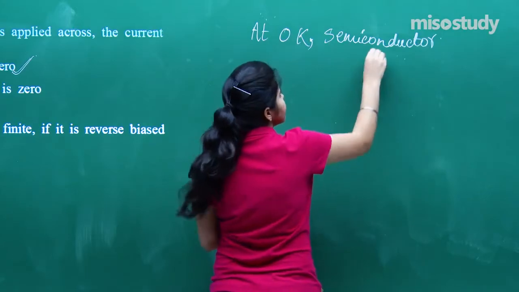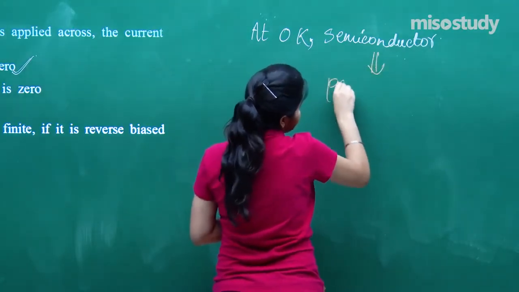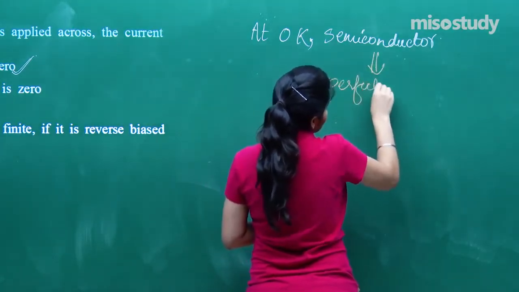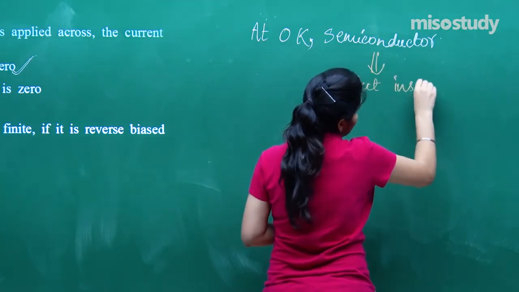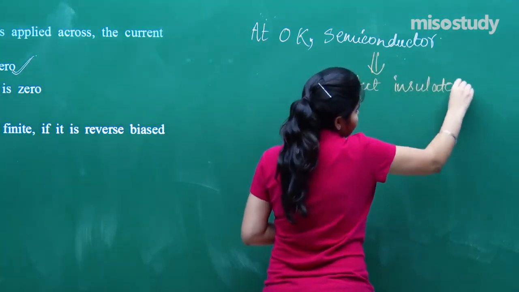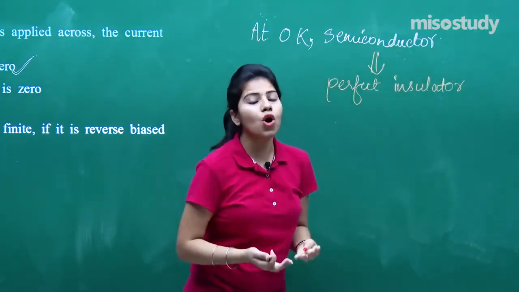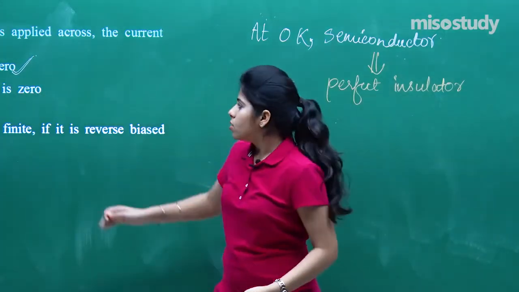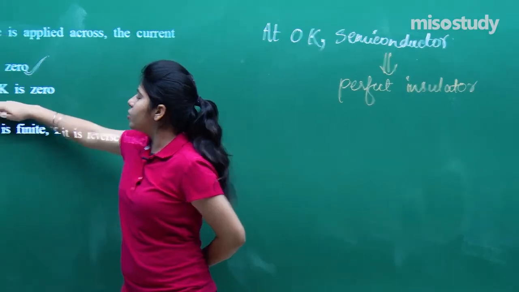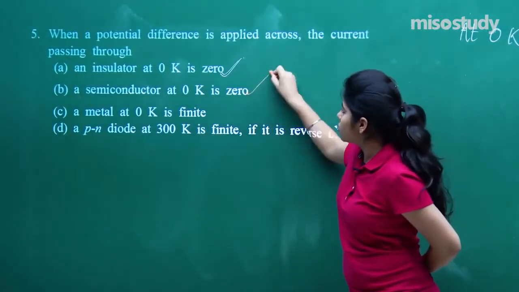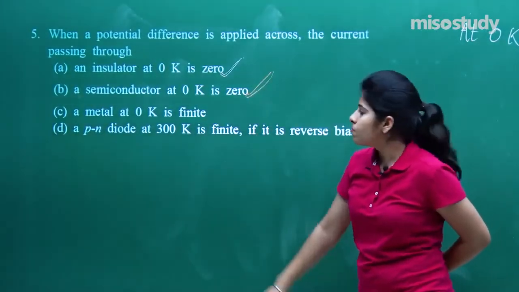It behaves as a perfect insulator. Now you know the property of an insulator, that no current will be flowing. So that means at 0 Kelvin in the semiconductor, the flow of current will be 0. So a semiconductor at 0 Kelvin, the current will be 0. This is also the correct option.